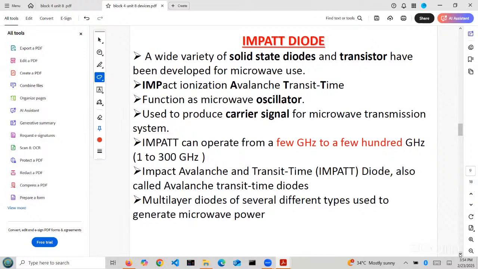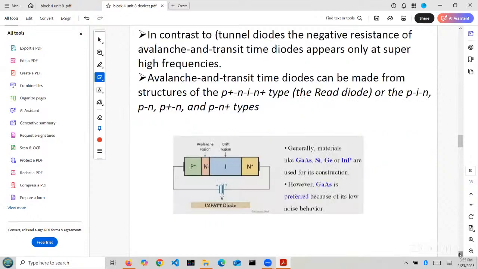In the impact diode, here we have many different types of forms. What are the different types? Whether it is N plus P, I, P plus, or another type. Just see the diagram. We have P plus, N combination, I is the drift region, N plus. Like this, we have many types of combinations.